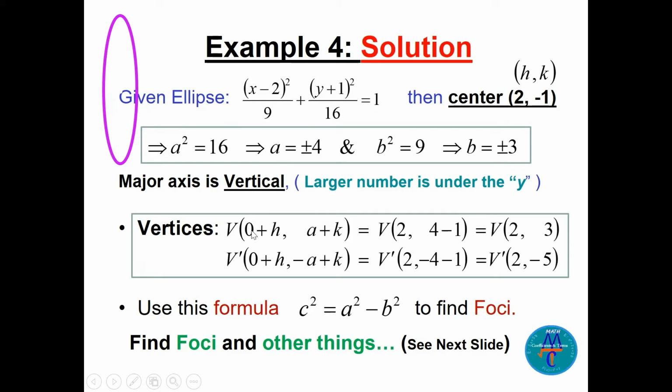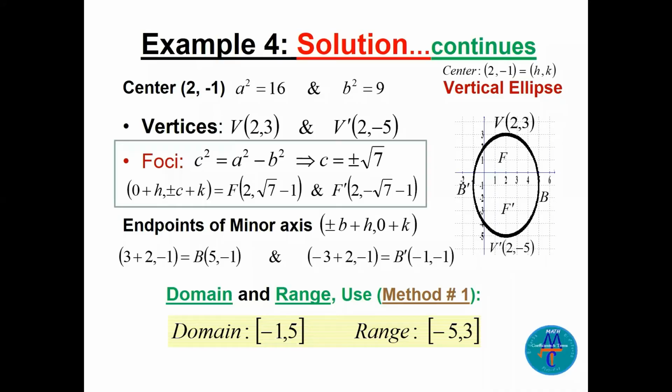So the vertices, we can write the formula. Remember the vertices here without shifting will be 0, a and 0, minus a. So 0 plus h, a plus k, and 0 plus h, minus a plus k. We know h and k, and we know a is plus or minus 4. When you simplify, the vertices become 2, 3 and 2, minus 5. Now we have a squared, we have b squared, we can find c squared by the formula of the ellipse. From the previous slide, we have seen the vertices 2, 3, and then 2, minus 5.